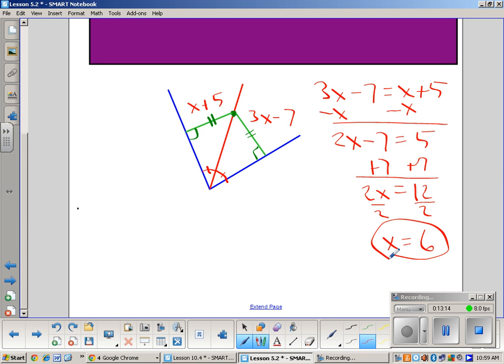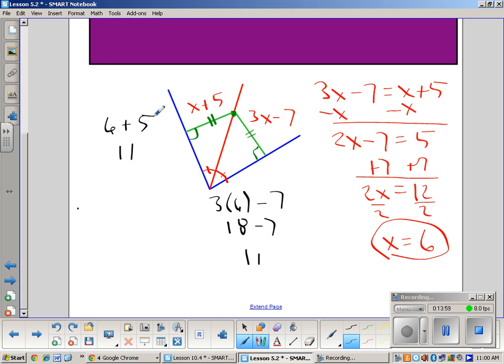So I now know what x is. Can I find the length or the distance from the point to the angle? How would I do it? Okay, I'd put 6 in where the x was. So 3 times 6 minus 7 is 18 minus 7, which is 11. Or if I tried it over here, I get 6 plus 5, which is 11. So the distance from that point to the angle is 11. Okay? That is what the angle bisector theorem is saying.